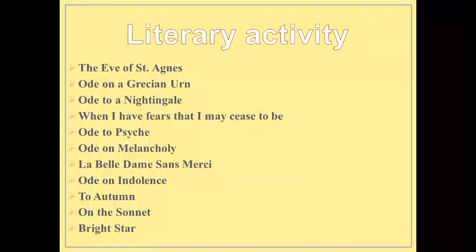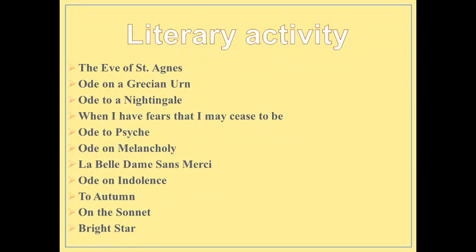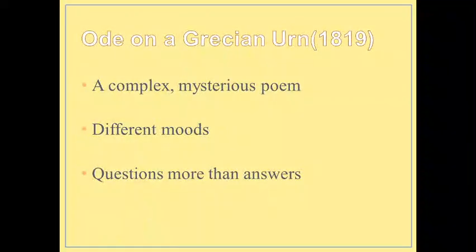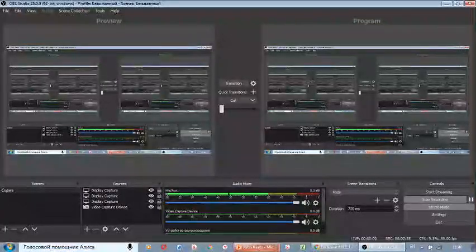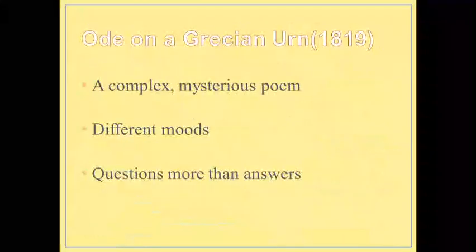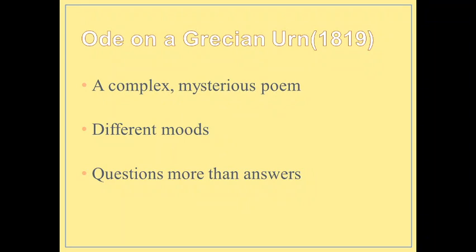But we will talk about just one, Ode on a Grecian Urn, and we'll talk about the meaning, the symbols and analysis, and also motifs, themes, and besides, the structure, form, and meter we will discuss in this PPT and video lesson. So Ode on a Grecian Urn was written in 1819.